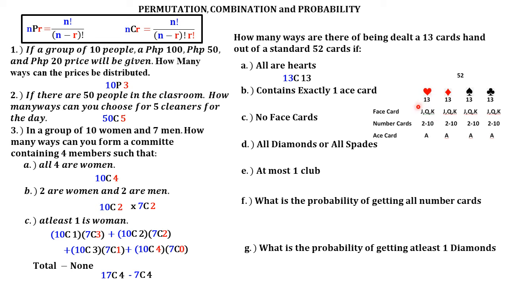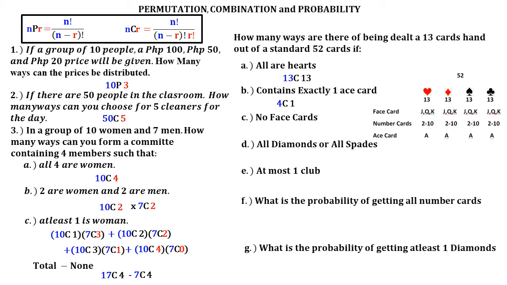Ito lang yon, makuha mo ang lahat ng ito, lahat ng hearts na to. Yun lang ang way para yung 13 cards mo is a heart. Okay? So, next, contains exactly one ace cards. Okay? So, one ace cards out of 52. Okay? So, ilan ba ang ace cards natin? Is 4. So, from the 4 ace cards, we will choose 1.